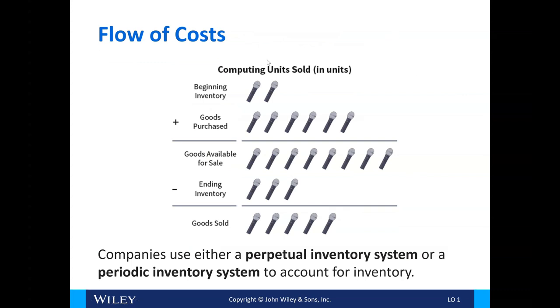How do you compute cost of goods sold? Well, in some ways, you start with what you have. You add what you bought, okay, and that's the amount of goods you have available to sell to the public. And then at the end, you're going to take account of your inventory. How much do I have left? And so the difference is cost of goods sold. And companies will either use a perpetual inventory system or a periodic inventory system to account for inventory.